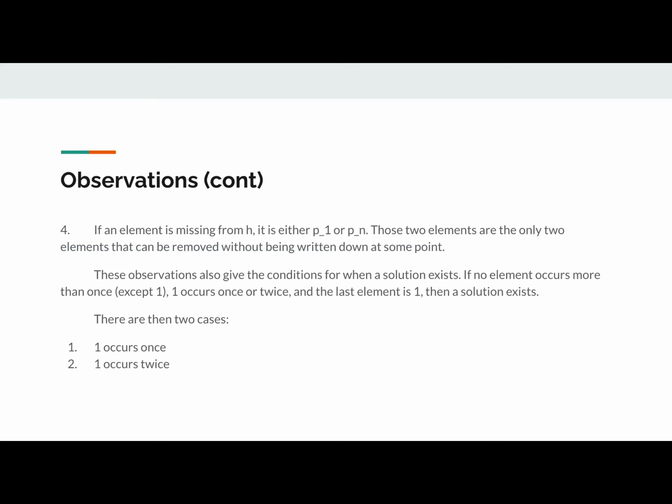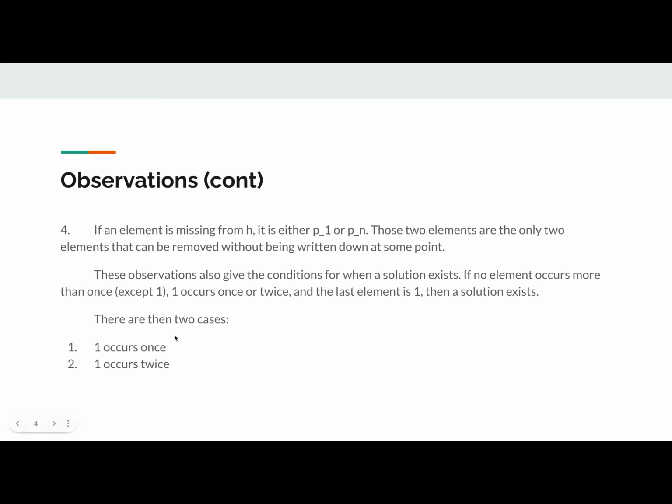But you'll never write down the two numbers that are on the endpoints themselves. So if an element is missing from H, it is one of the two endpoints. So these observations, in particular the first three observations, also give the conditions for whether or not a solution exists. If no element occurs more than once, except one, of course, which occurs exactly once or exactly twice, and the last element is one, a solution exists. Otherwise, the solution does not exist.